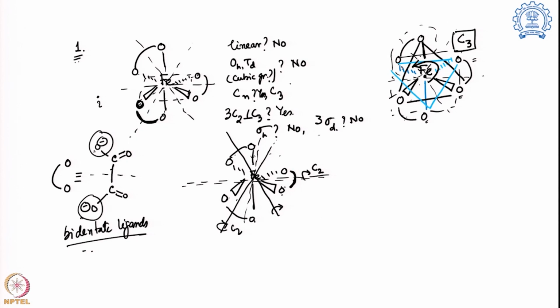So, what I am looking at: no sigma d, no sigma h, three C2 perpendicular to C3, only Cn. So, this molecule belongs to the point group D3. And as we learned earlier, this molecule will be chiral in nature. Now, the question is, what will be the two enantiomers? For that, I am going to draw this molecule one more time.